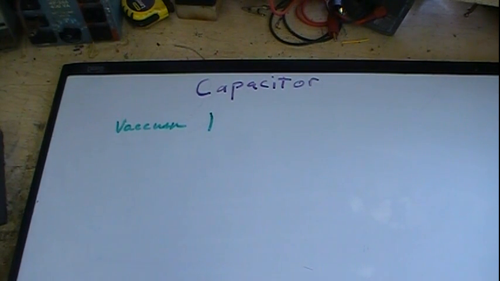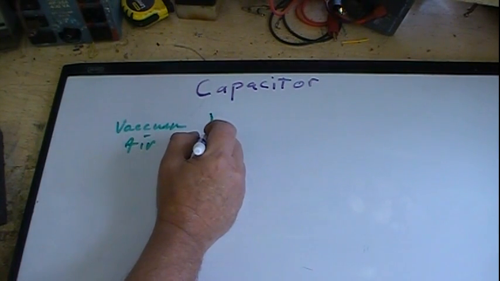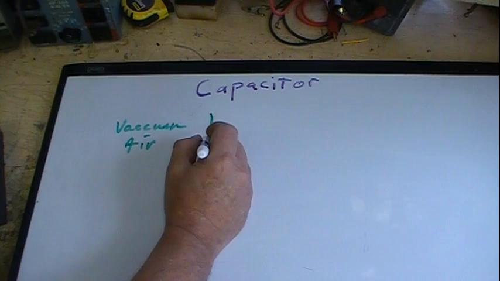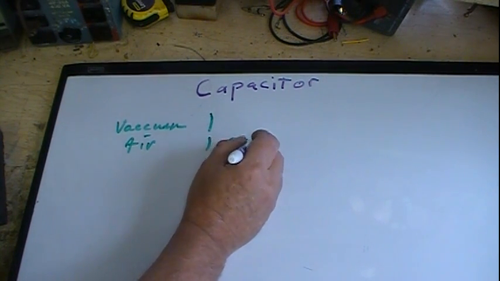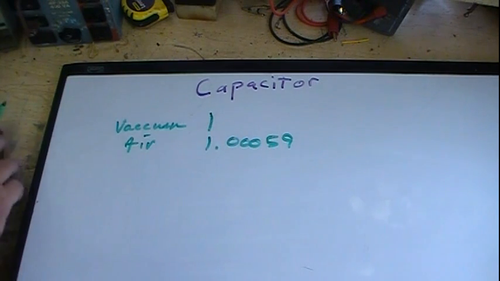The next one up is air. It has a dielectric constant of 1.00059, so for all practical purposes, it's 1.